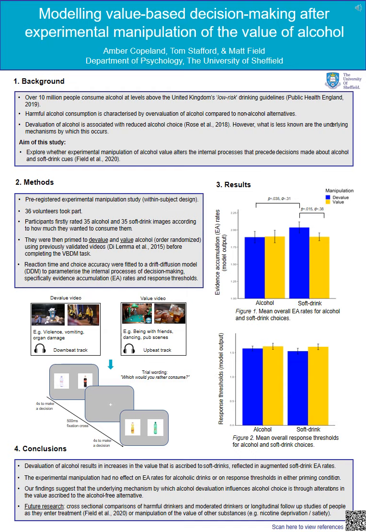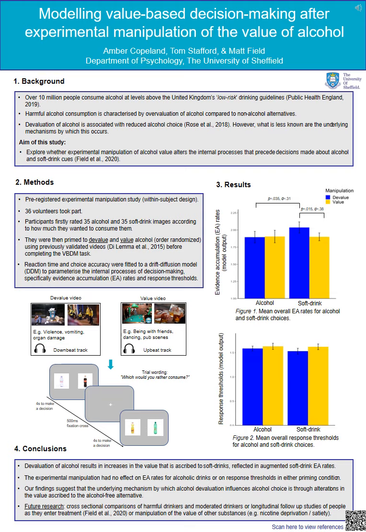Overall, we found quite convincing evidence that devaluation of alcohol results in increases in the value of soft drinks, which is reflected in increased soft drink evidence accumulation rates, as you can see in Figure 1. However, our findings show that our manipulation had no effect on alcohol evidence accumulation rates or on response thresholds in either priming condition. Taken together, our findings would suggest that the underlying mechanism by which alcohol devaluation influences alcohol choice is through alterations in the value that's ascribed to the alcohol-free alternative.